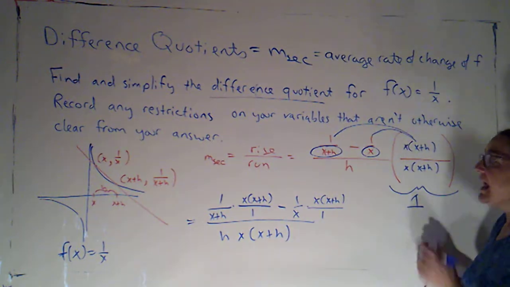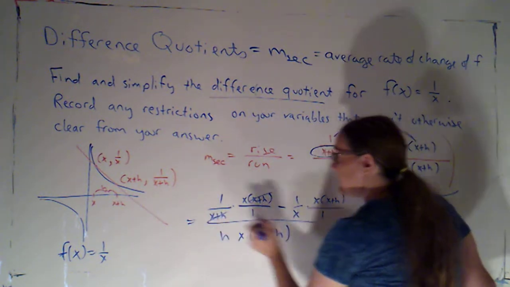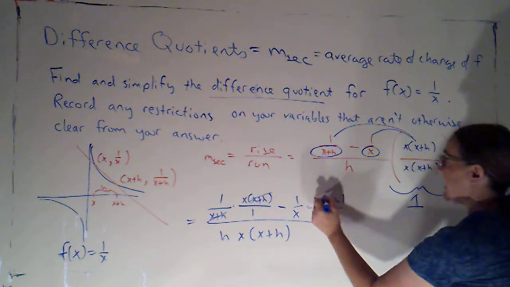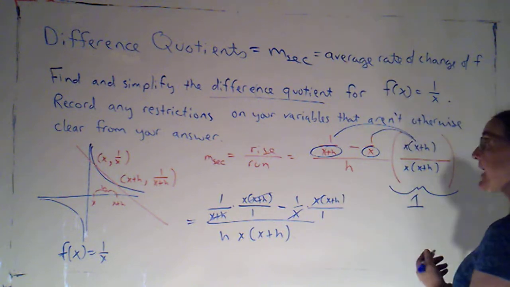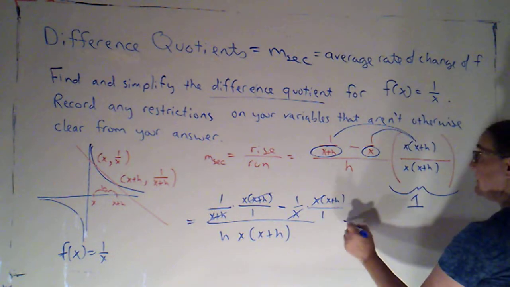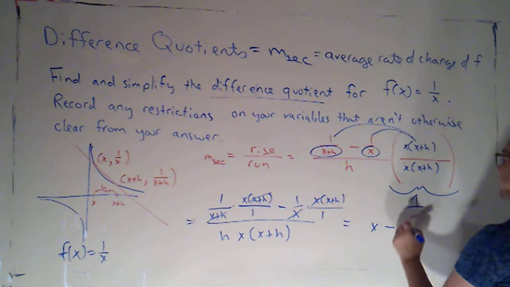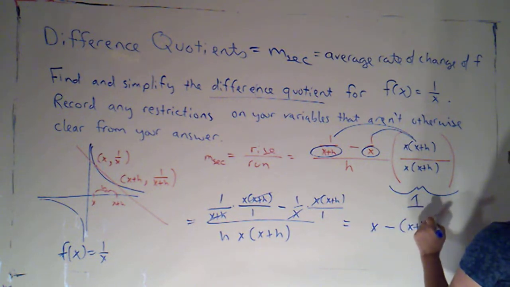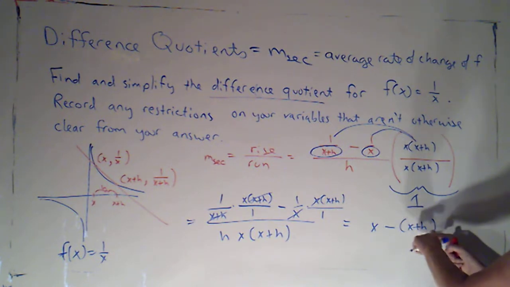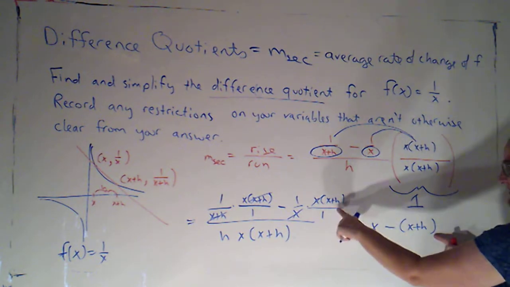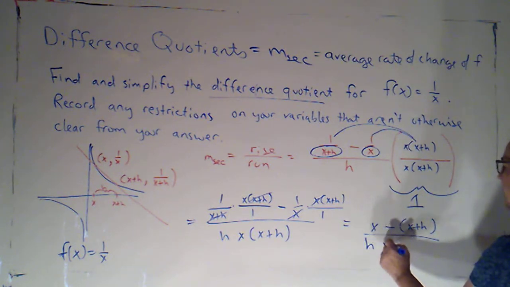Now, on top, I can cancel that, and I can cancel that. And so what I'm left with then is x minus, be careful here, x plus h. I'm subtracting that whole thing, so make sure that that's in parentheses. And then that's over h times x plus h.